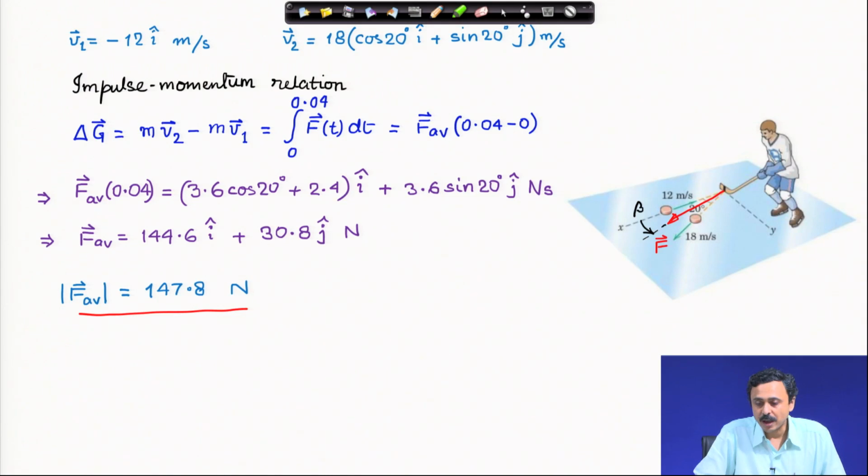If this situation has to happen, then the magnitude of the force that has acted on the puck is 147.8 Newton. If you want to get an estimate of how much force this is, it is something like 15 kg. You can imagine 15 kg hitting for 0.04 second, and that is the amount of force. You can feel the force by holding a 15 kg block, and that has acted for 0.04 second, that much force to change the direction of the puck and actually impart it a higher velocity.